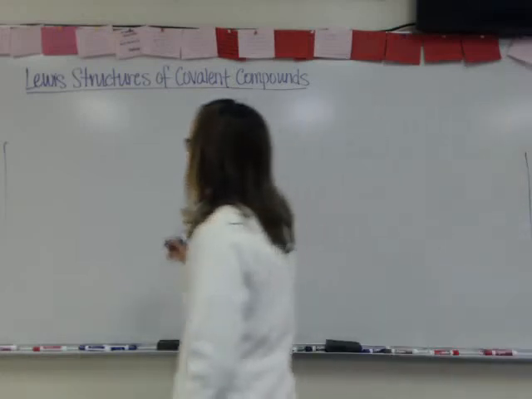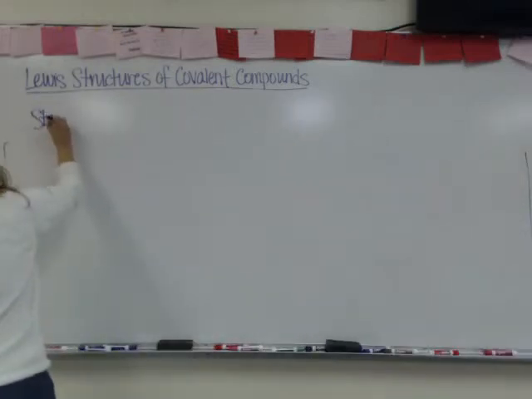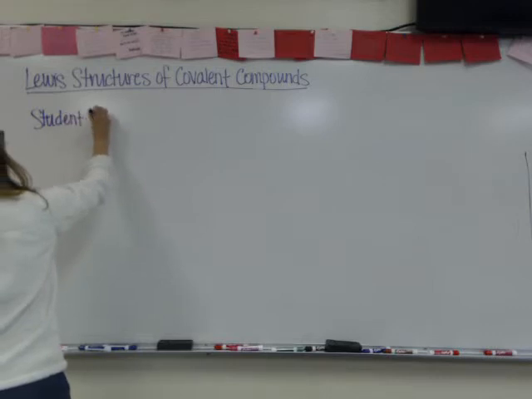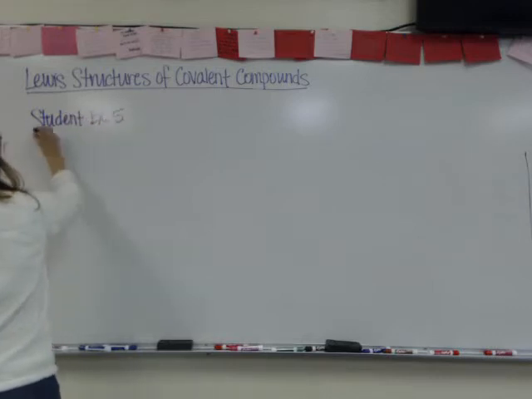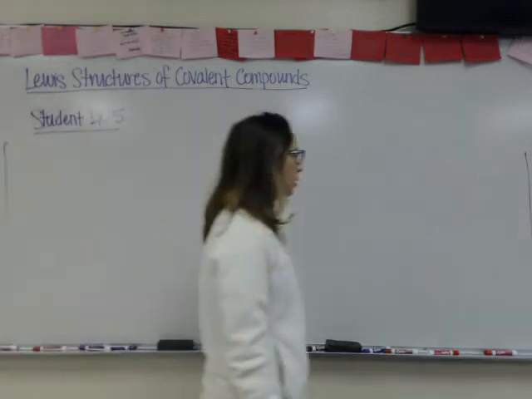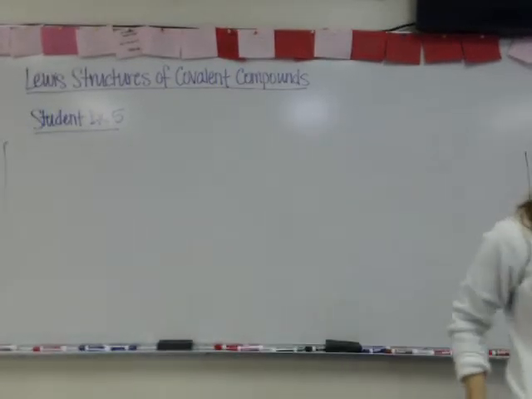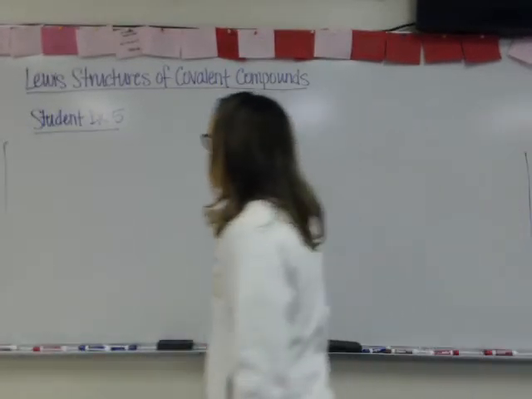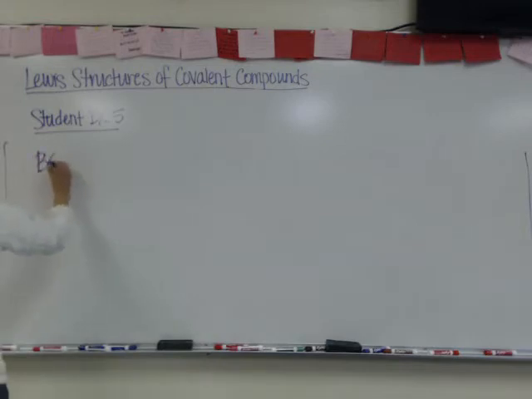So let's take a look at student exercise number 5. And let's practice drawing Lewis structures of covalent compounds. If you take a look at BCl3, it might be useful to highlight if there is an exception to the octet rule, so that way when you draw it, you don't make a mistake.